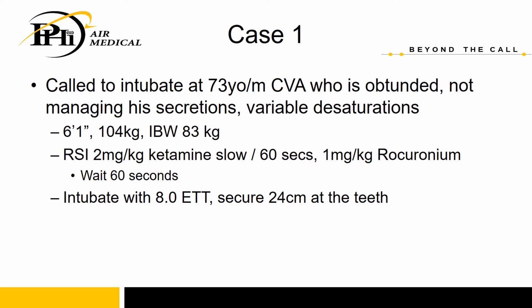Okay, so case number 1. We are called to intubate a 73-year-old male who had a CVA and is obtunded, is not managing his secretions very well, and having variable desaturations. He's 6'1", weighs 104 kilograms, but has an ideal body weight of 83 kilograms. He was RSI'd with 2 milligrams per kilogram of ketamine and 1 milligram per kilogram of rocuronium, and was intubated with an 8.0 ET tube that was secured at 24 centimeters at the teeth.